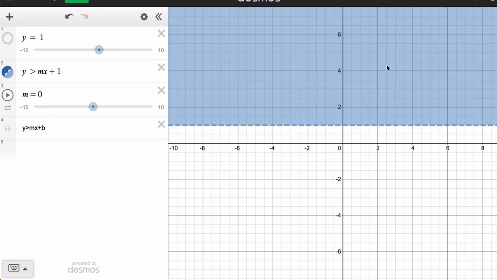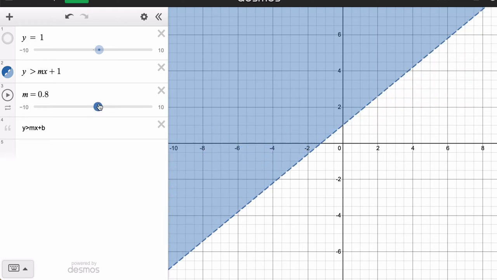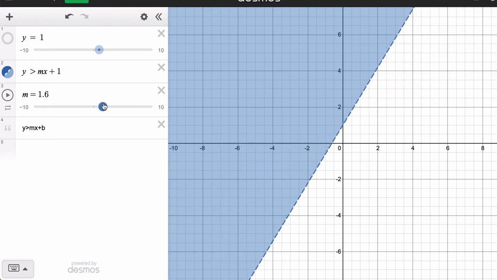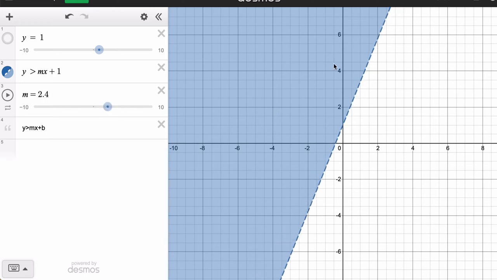And if you follow this along, as we increase the slope in a positive way, you can see that what it means to shade above the line takes on that half split of the plane. So where we have this left-hand side of the line, but what it's really doing is shading directly above your line here. So at any point we pick in the region, the y value of that point will be greater than the value of mx plus b.